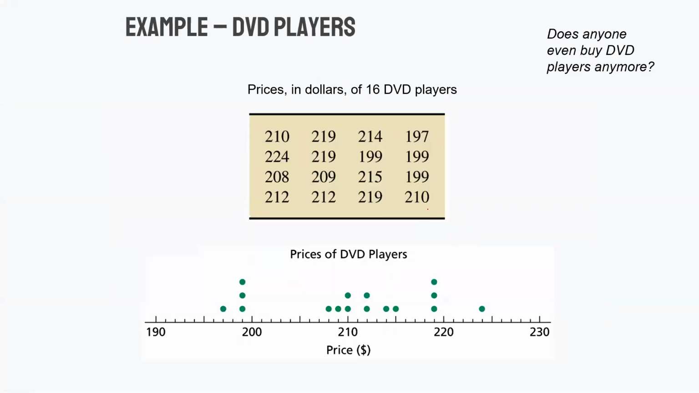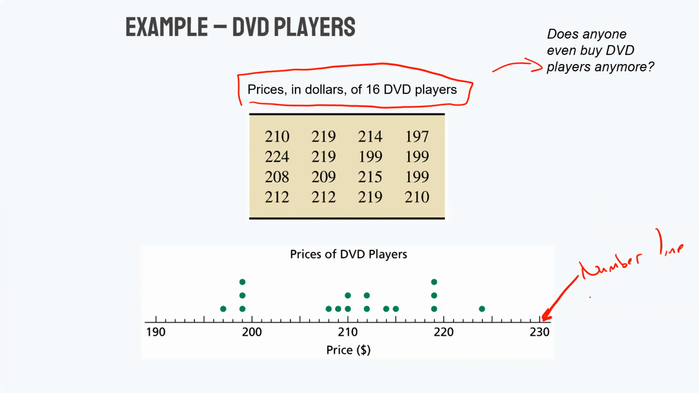So here's an example. This is a dot plot, and I have data, prices in dollars of 16 DVD players. I put this up here. Does anyone even buy a DVD player anymore? But this is the data that I had. And this is how you would show the dot plot of it. You would start with a number line relevant to the data.